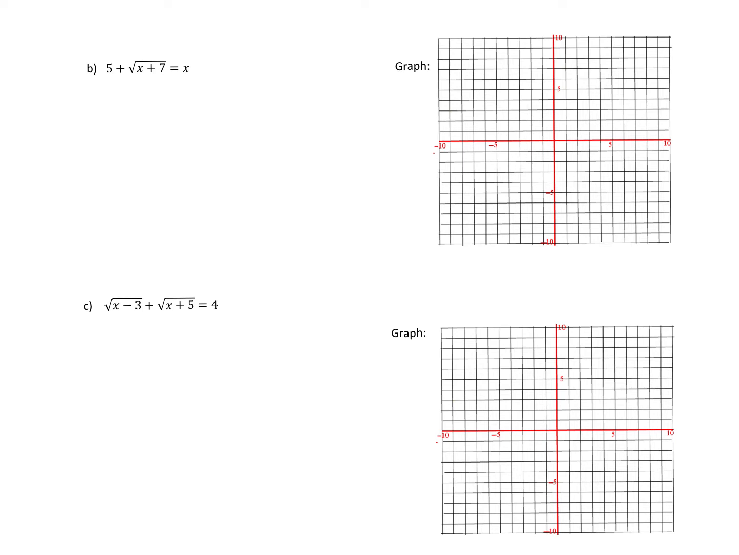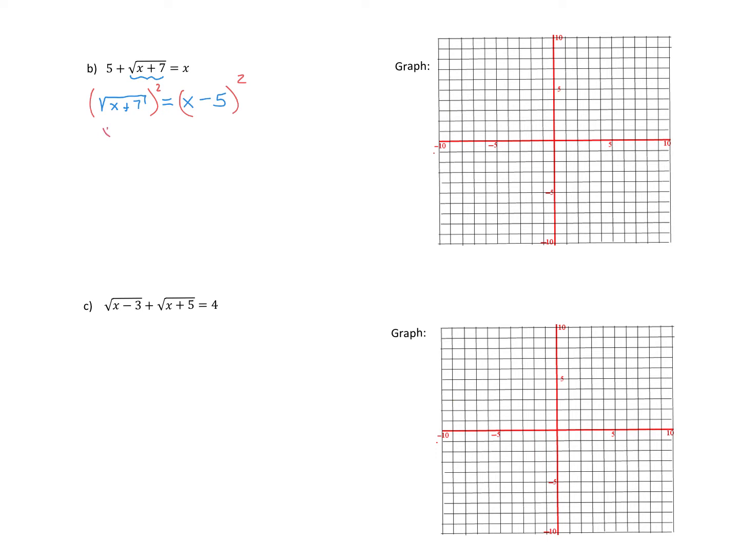In this situation, part B, we notice that our radical is not isolated. So the first thing I'm going to do is subtract 5 from each side. Then I'm going to square both sides. So I've isolated, now I'm raising it to a power.